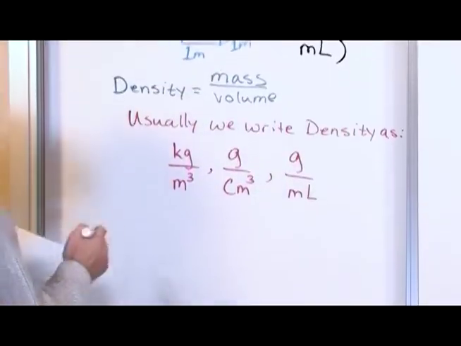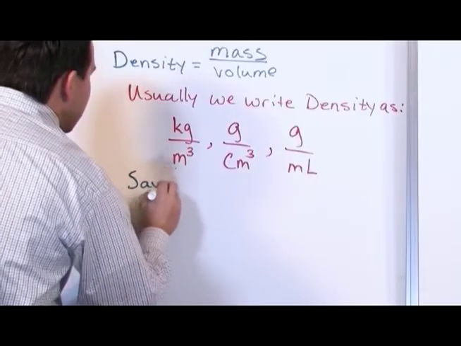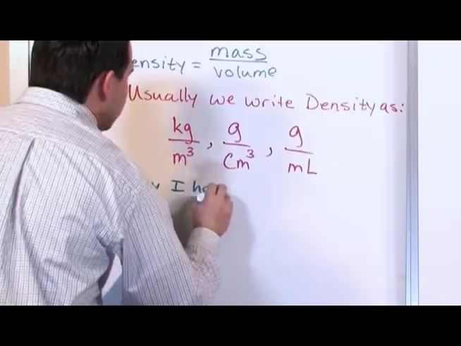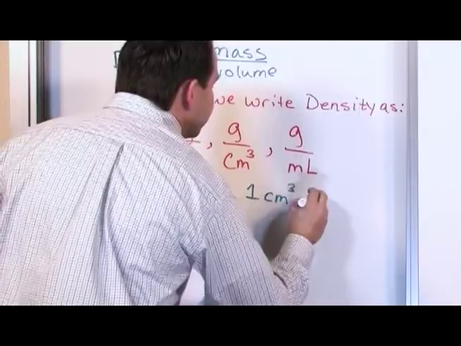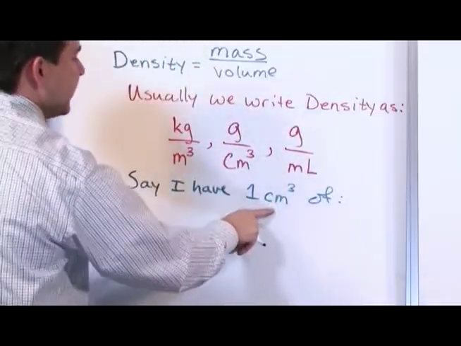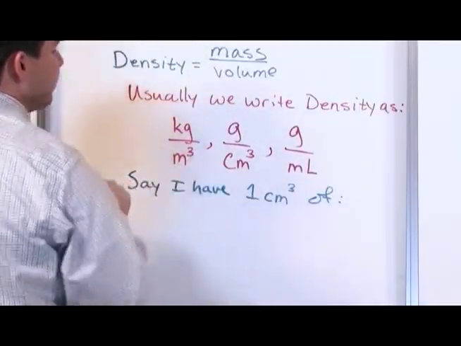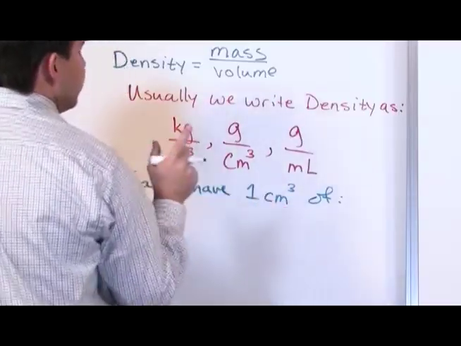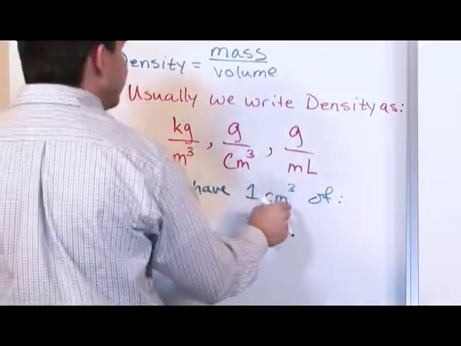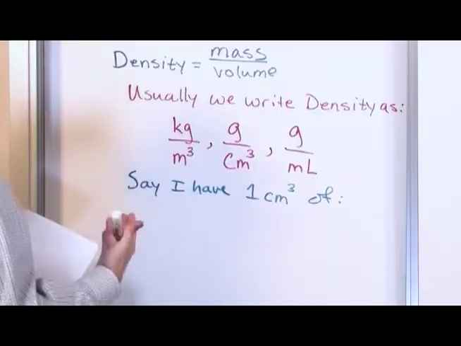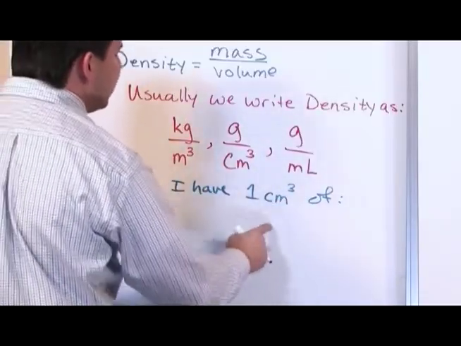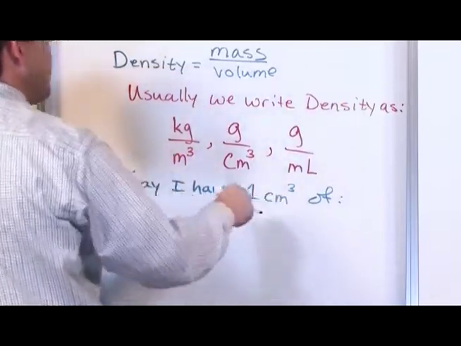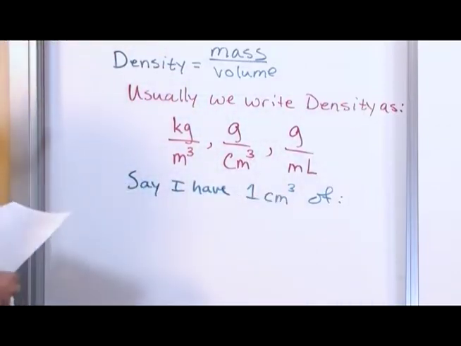Let's say I have 1 cubic centimeter of, and also when you see something like centimeters cubed or meters cubed, don't try to say it as centimeters cubed. That doesn't help you too much. Try to say it as cubic centimeter. Then you get in your head the idea that it's really a cube that has 1 centimeter length on each side. Okay, so let's go ahead and do that.